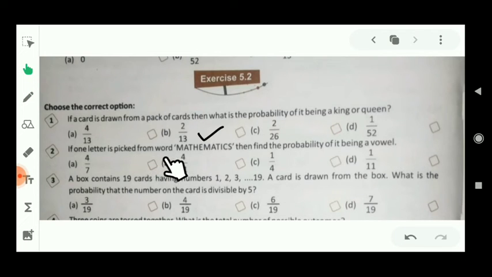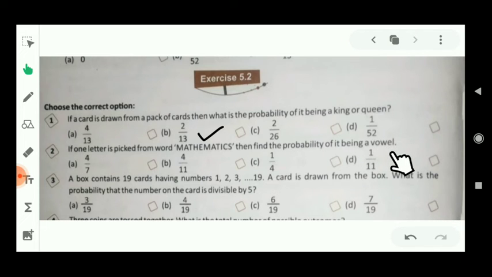If one letter is picked from the word mathematics, firstly we have to count the total number of letters in it. 1, 2, 3, 4, 5, 6, 7, 8, 9, 10, 11. That means the total number is 11. So 11 should always be noted in the denominator, as I told you, because the total outcomes are noted in the denominator for the probability. And now we have to find the probability of it being a vowel.